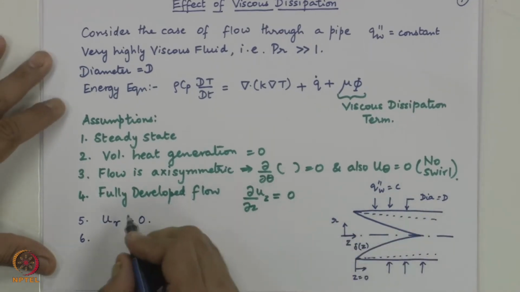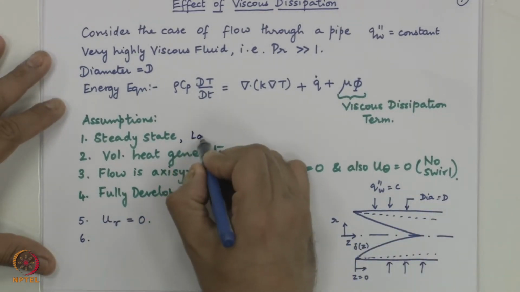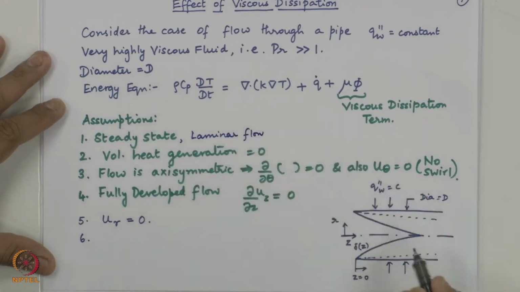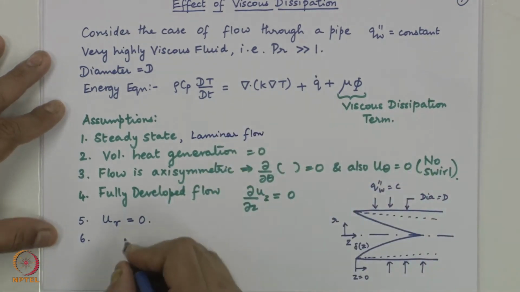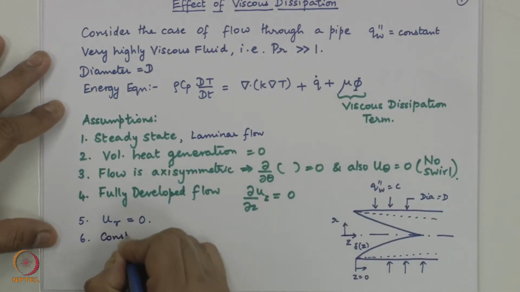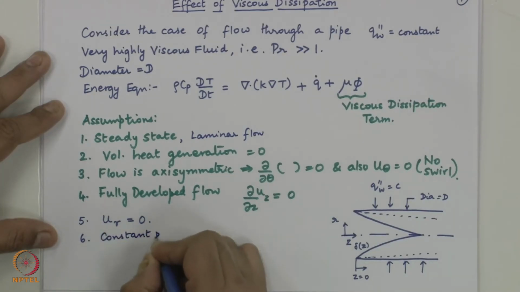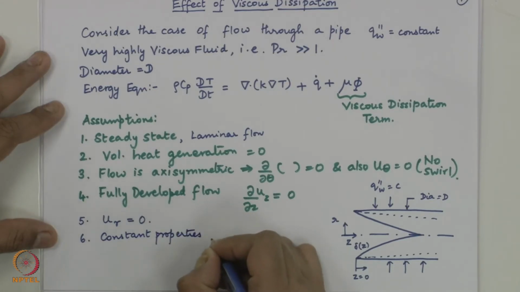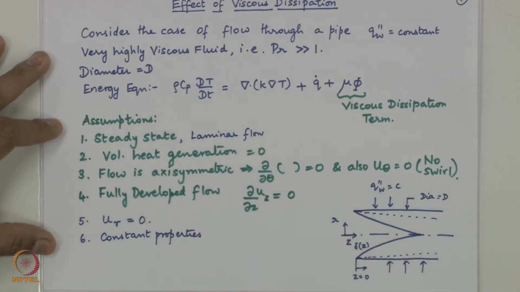and this is laminar flow, steady state laminar flow, of course. So, you do not have a component of velocity in the radial direction. Constant properties, Newtonian fluid. So, all those things, mu, rho, everything is constant.